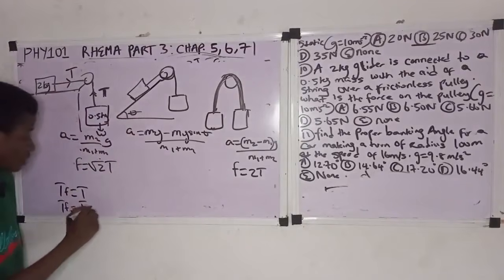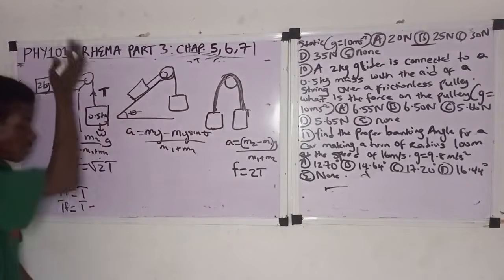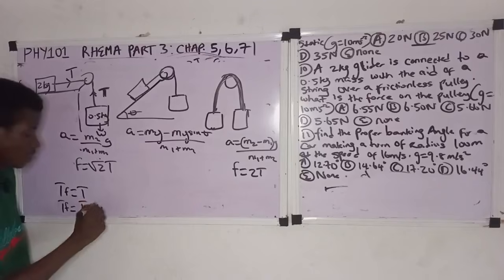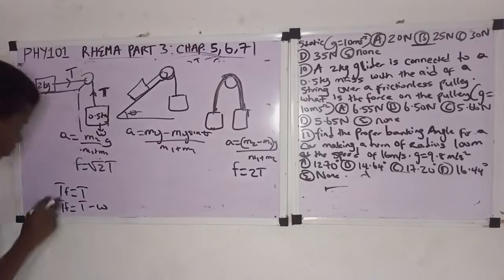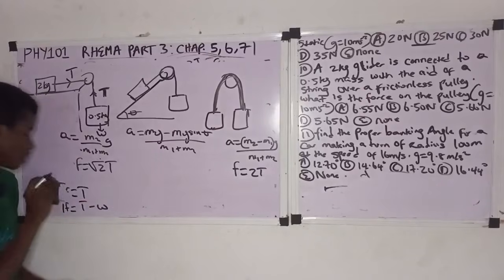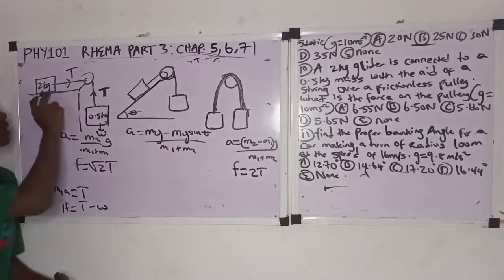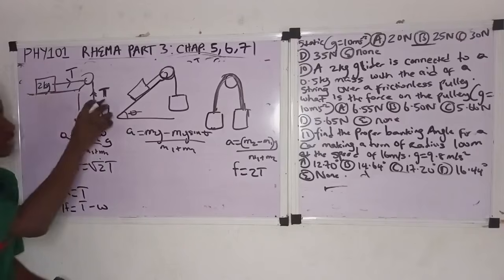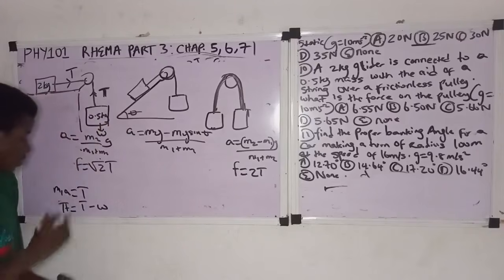So the total force acting here is the tension minus the weight. The weight is going down, the tension is going up. So tension minus the weight. Okay? Yes. So don't forget that total force is equal to m1a, because we are dealing with this mass. Since we are dealing with this other mass, the total force here will be m2g minus T equals m2a, right?